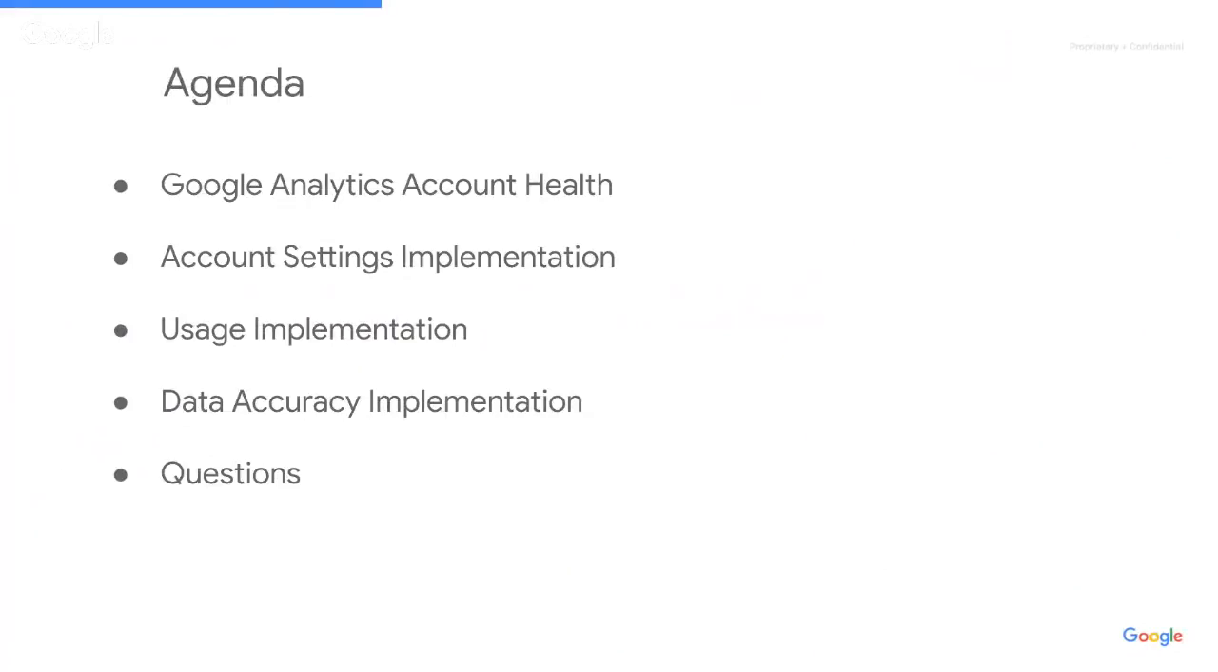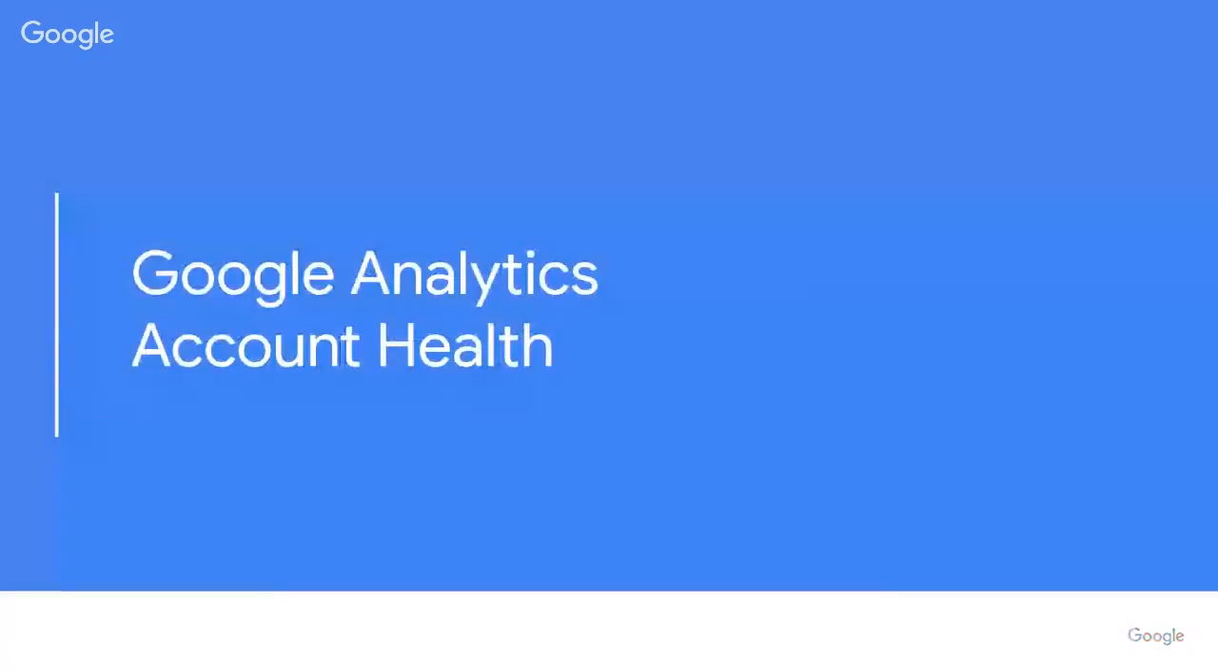So in today's agenda, we're going to have a look at what a good Google Analytics account health looks like, as well as giving you some tips and recommendations on account settings implementation, usage implementation, and finally, data accuracy implementation. And we'll round up with a series of questions. Now, I'm going to leave it to Aria, who's going to walk you through some recommendations on what a healthy Google Analytics setup looks like.